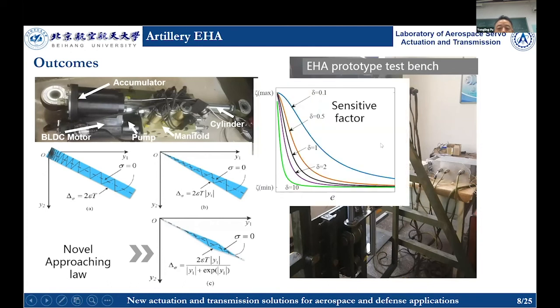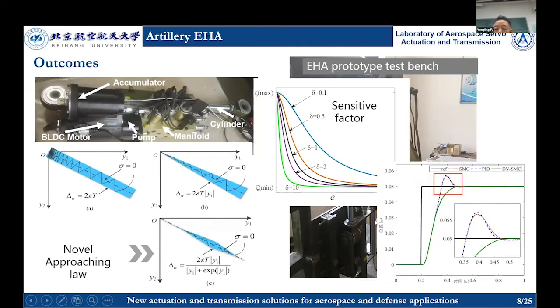This is a very simple one. And to get a sensitive factor from delta 0.1 to 10, we did some research work. And we get this step response. This is a good way, and also a very fast response.